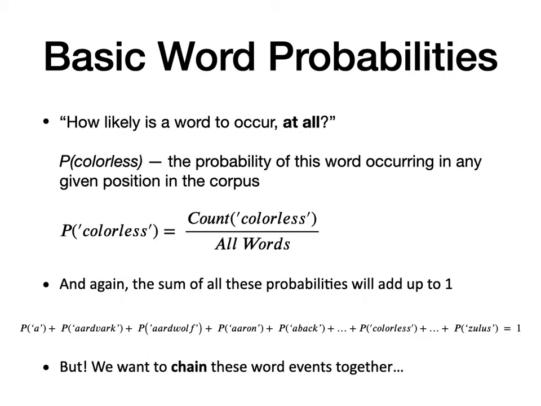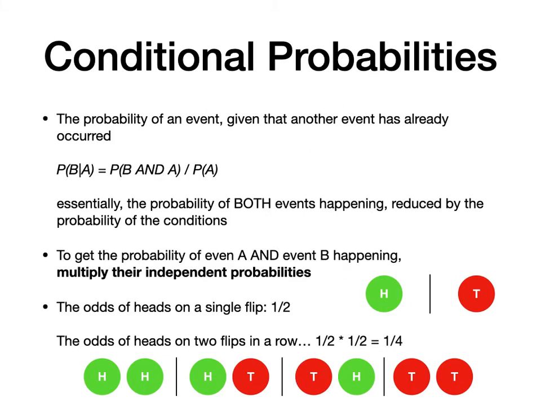But on top of that, we also want to chain them together, right? This is the basic probability, but it says nothing about what occurs next to each other. It only says how often a word occurs at all, not together. So one of our goals is to chain words together. To do that, we use conditional probabilities. I touched on this a bit before, but it's the basic idea of what's the probability of an event given that another event has already occurred.